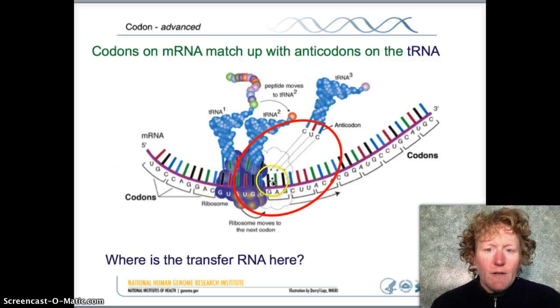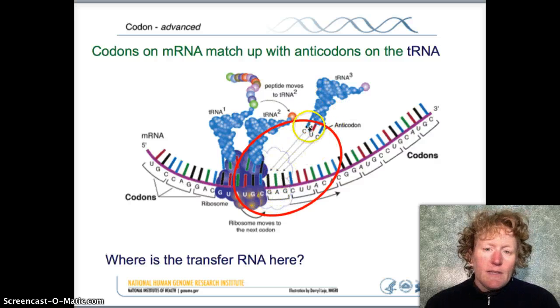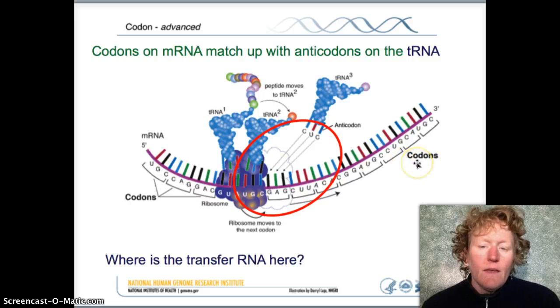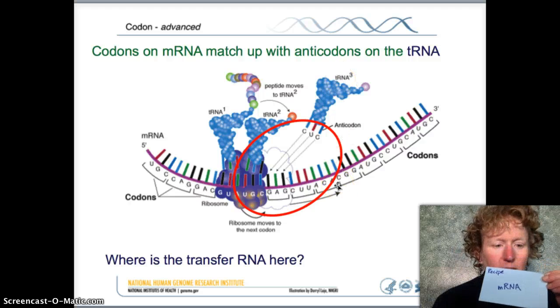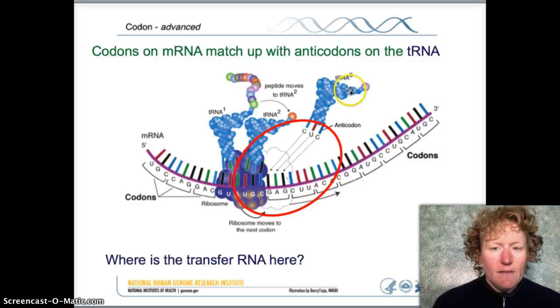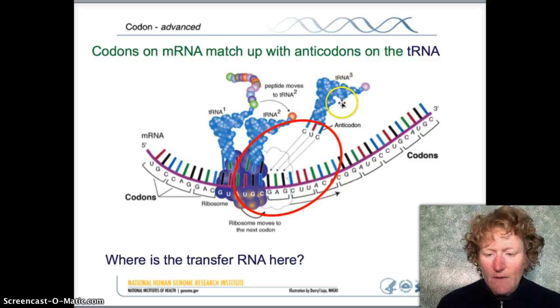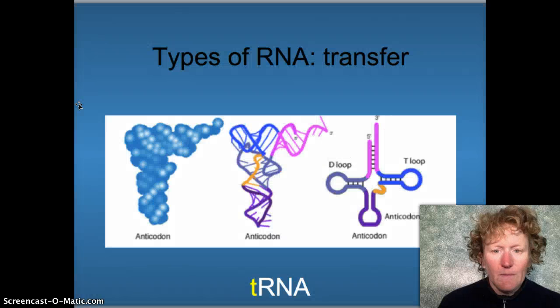Codons on the messenger RNA match up with anticodons, this piece here, that matches up with the mRNA on the tRNA. tRNA has the anticodon, mRNA has the codon. So the codons here are in the mRNA, the anticodons are in the tRNA. Remember, the real recipe is in the mRNA, and the tRNA is just reading. It has the anticodon. It can decode.